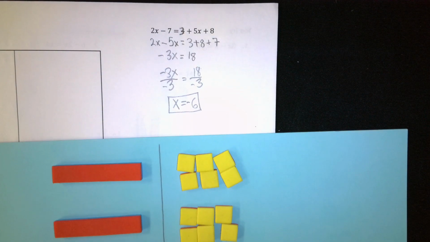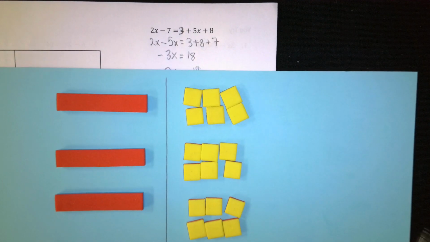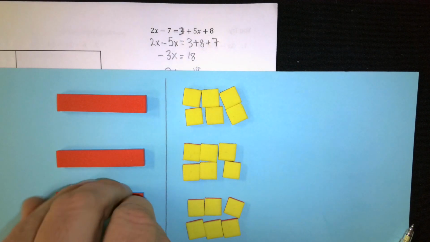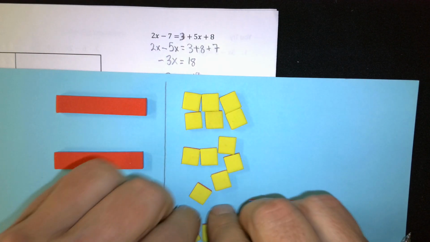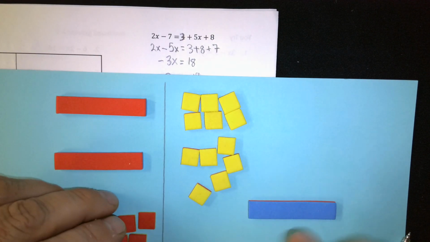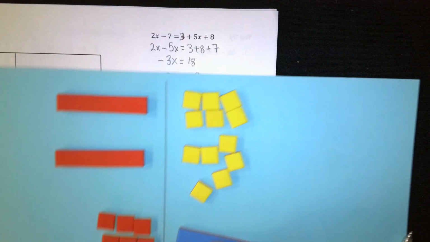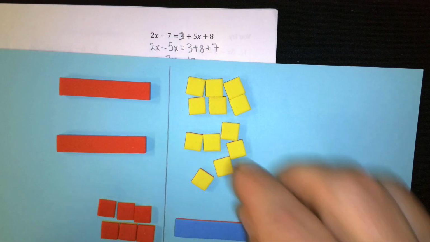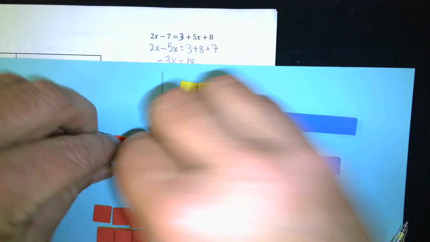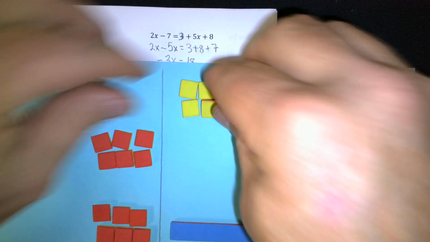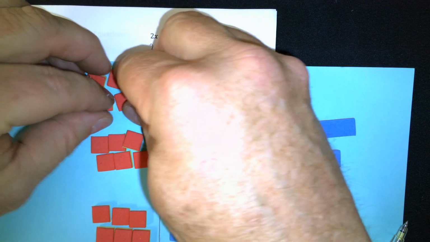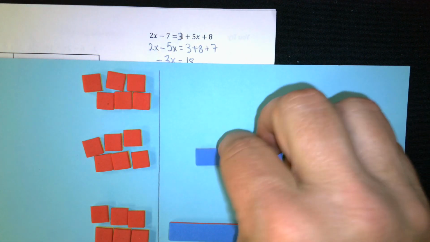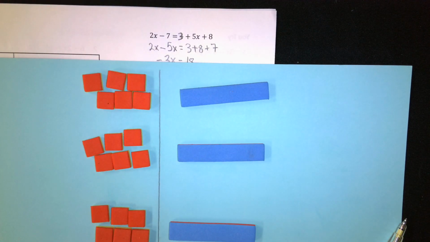So how do I make my tiles reflect that? Well, since these are red, I could easily flip these over so they're blue, and flip these over. Whenever we flip, we turn them over. Now I have x is equal to negative 6, and I can do the same thing with the other 2 groups, and we can see that each x does equal negative 6. And there we go. X equals negative 6.